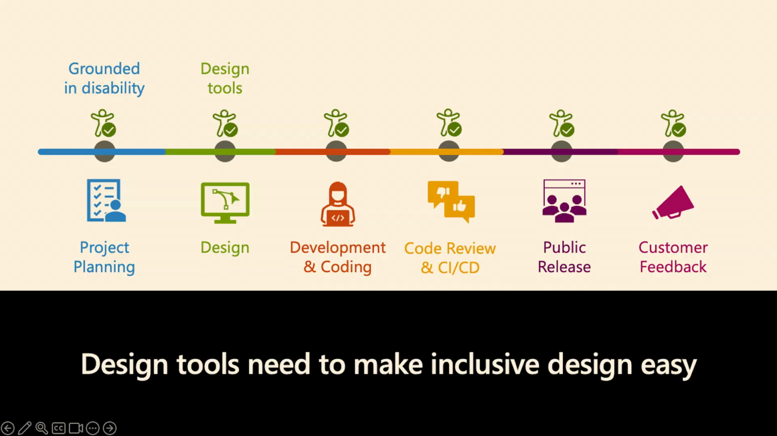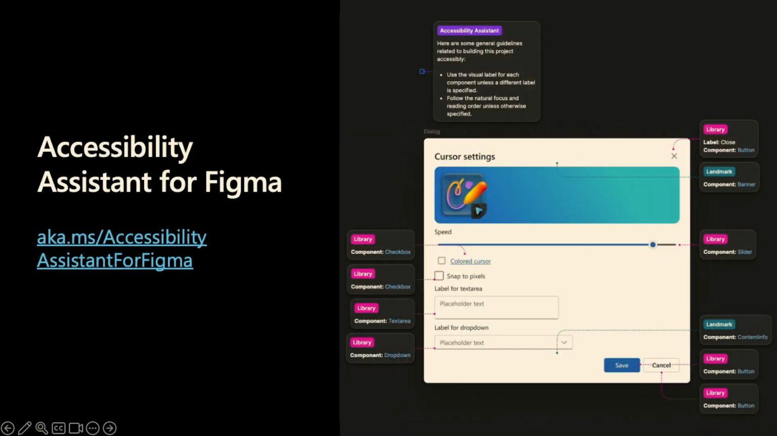But one of the things that I get to show, at least on a high level here, is one of the projects I got to work on with the Microsoft team. It's called Accessibility Assistant for Figma. And there's a link right here. It's aka.ms, and then the words Accessibility Assistant for Figma. And Figma is spelled F-I-G-M-A. And if you're not familiar with Figma, it's a design tool that pretty much everybody uses in the tech space. If not this, something similar.